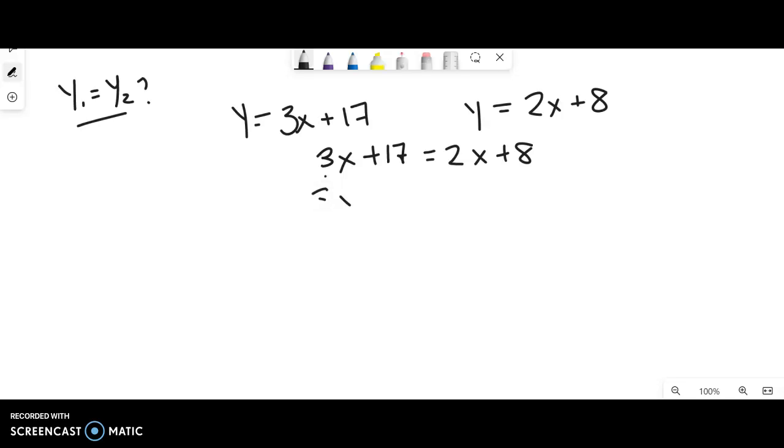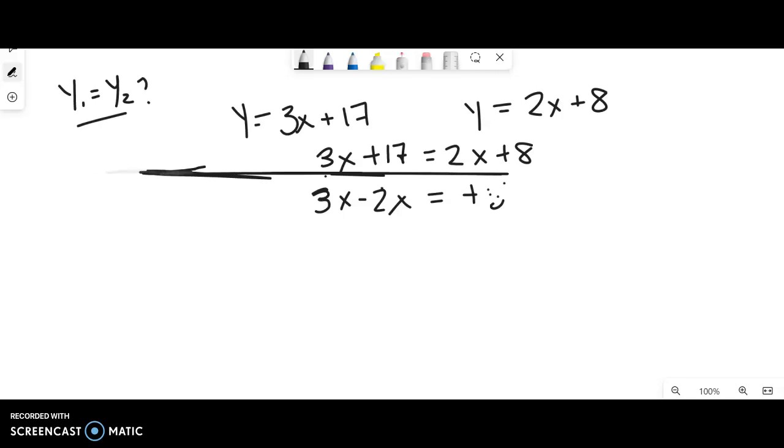So we're going to leave the 3x on this side, and we're going to move the 2x from the right side over to the left side. On the right side it's positive, so on the left side it's negative. The plus 8 gets to stay where it is. And the 17 needs to move over to the other side. On the left side it's positive, on the right side it's going to be negative.